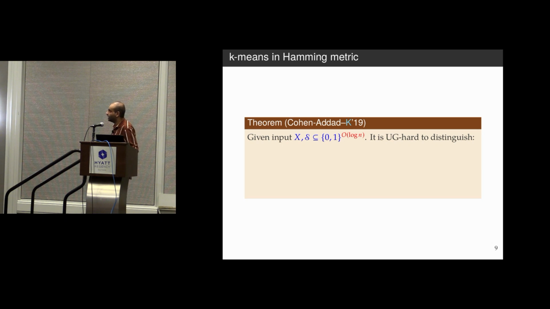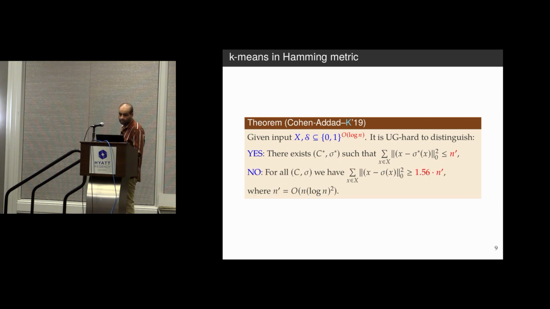Let's consider the Hamming metric and the discrete setting. So we are given as input a point set X and a set of candidate centers, S. We are in, say, O(log n) dimensions. So we have n points in O(log n) dimensions. Then we show that under Unique Games, it's hard to distinguish between the following two things. In the yes case, you have a clustering such that the cost of the k-means is some n'. And in the no case, the cost for any clustering is at least 1.56 times n'. So this is the kind of result I want to show now.